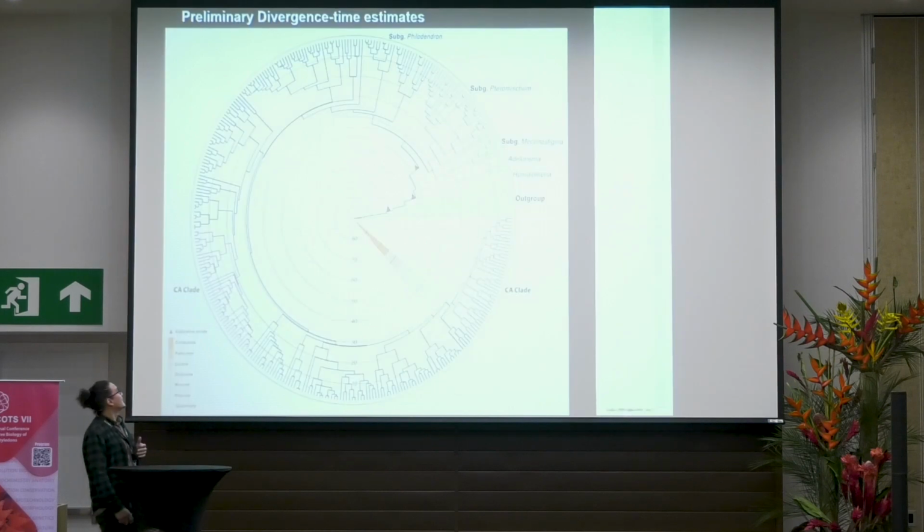About the divergence time estimation, we have here that for the subgenus Philodendron, the diversification time is between 35 to 45 million years ago, and here we have the Central American clade, which in this preliminary result is between 18 to 25 million years ago.